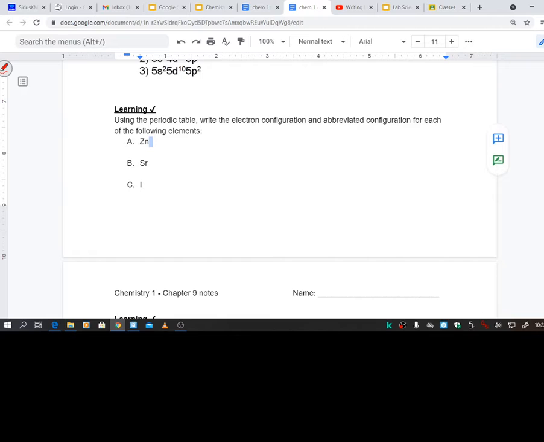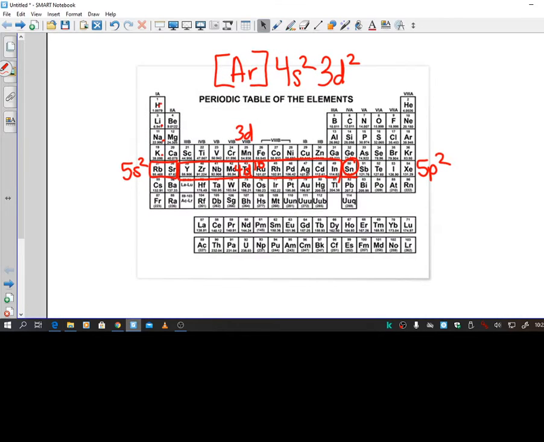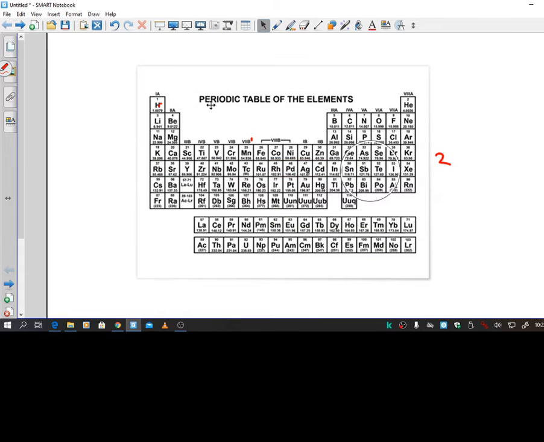It says, using the periodic table, write the electron configuration and abbreviated configuration for each of the following elements. Alright, so for zinc, for instance, I'm going to do that here. I'm just going to write it at the top here. It's easier for me to look at the periodic table than having to go back and forth. So for zinc, let's find zinc on here. Zinc is right here.